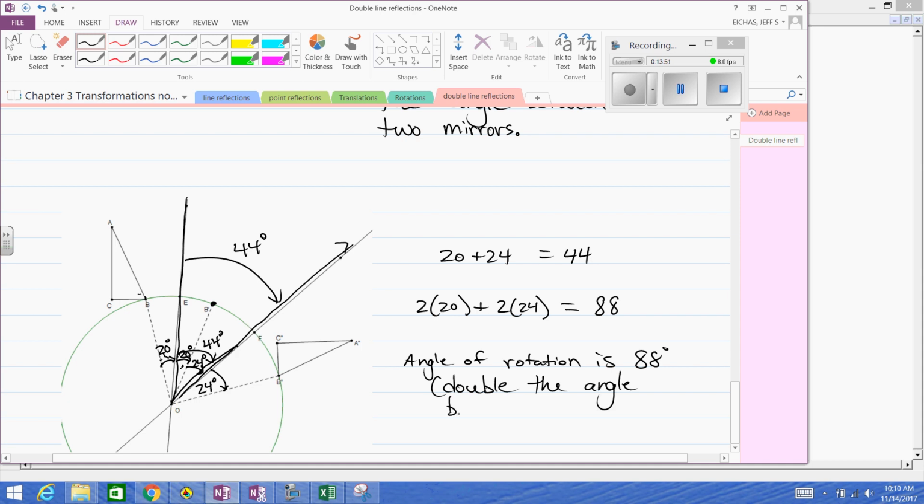So we're going to double the angle between the mirrors.